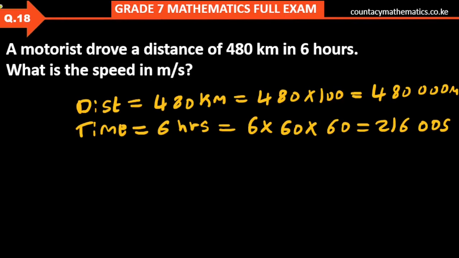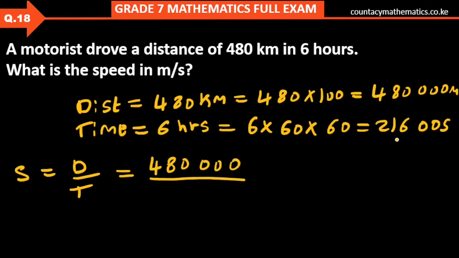So we go ahead and find what the question is telling us to find, the speed. How do we find speed? Speed is equal to distance over time. I'll show you how to always remember this very shortly. We have distance over time. And what is our distance? Our distance is 480,000. So we are dividing that by 21,600. So we have divide by 10, divide by 10, divide by 10, divide by 10. We have it like that.